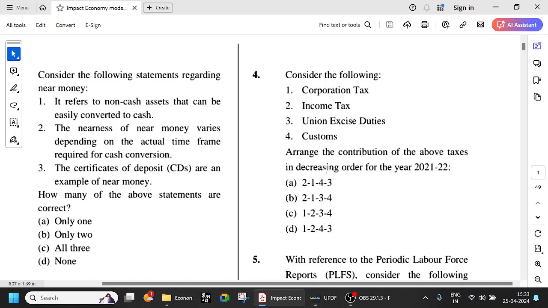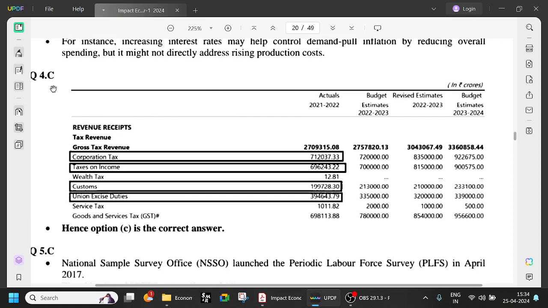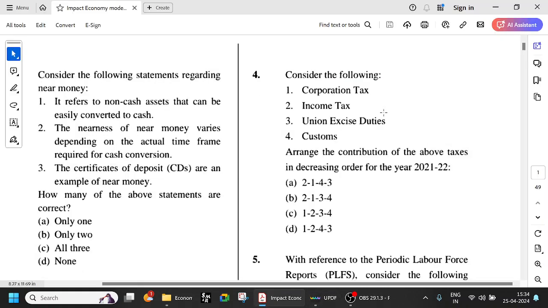Arrange in the decreasing order. So what is the highest? Always corporation tax is highest. One, followed by income tax, and we've said income from liquor is high, so four, followed by customs. Where is excise? Three. So three, and followed by customs. So 4C is the option.